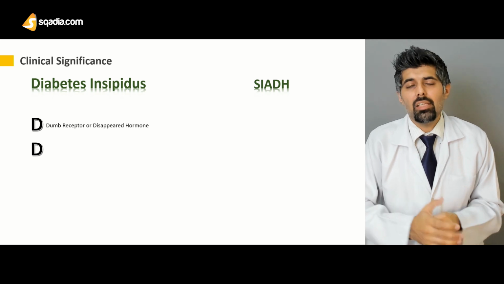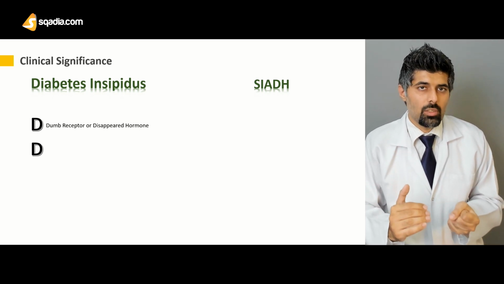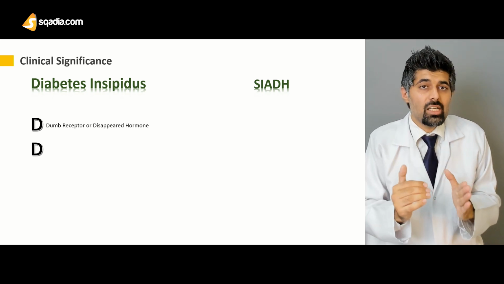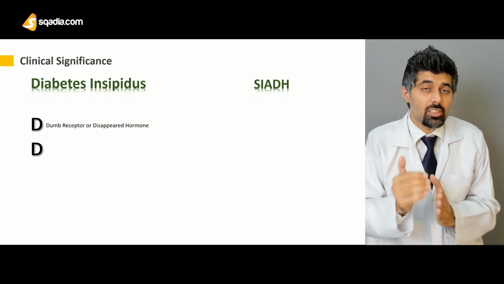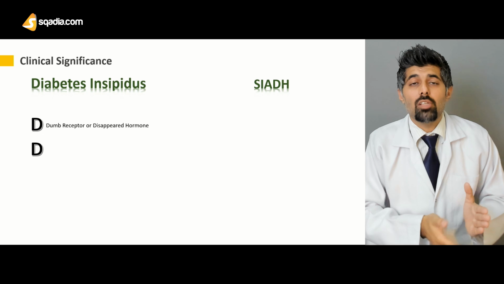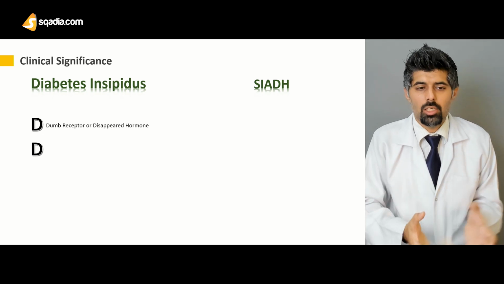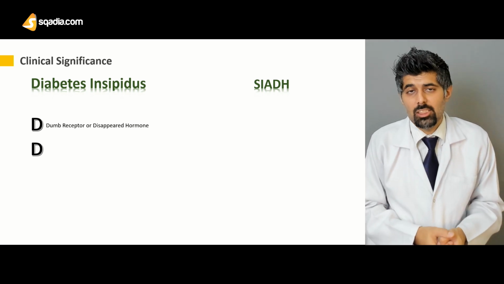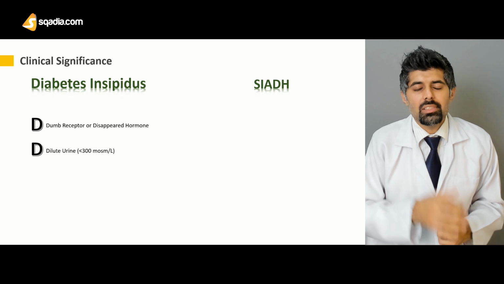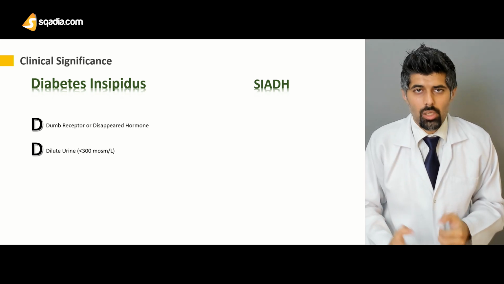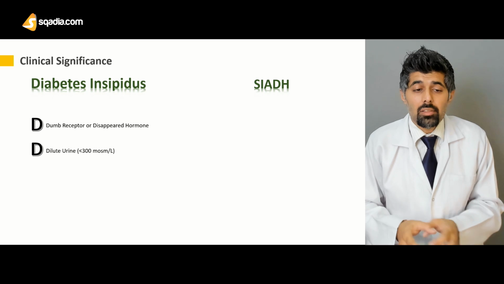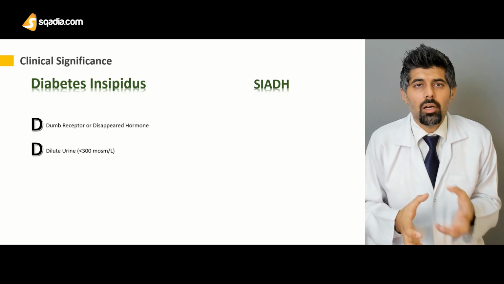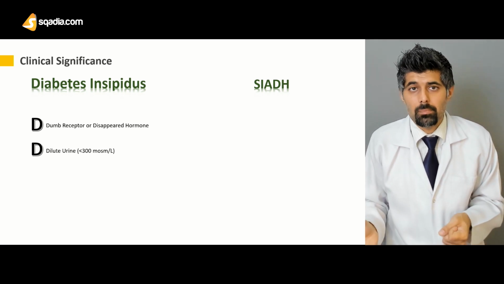The other one being that there is a decreased amount of ADH. So in the first one, even if we have an adequate amount of ADH, it will not be able to exert its effect, because the receptors are not functioning correctly. So dumb receptors or disappeared hormones, both can result in diabetes insipidus. The other one is that it results in dilute urine. So much dilution can occur that usually the osmolarity can be increased to more than 300 milliosmoles per liter.